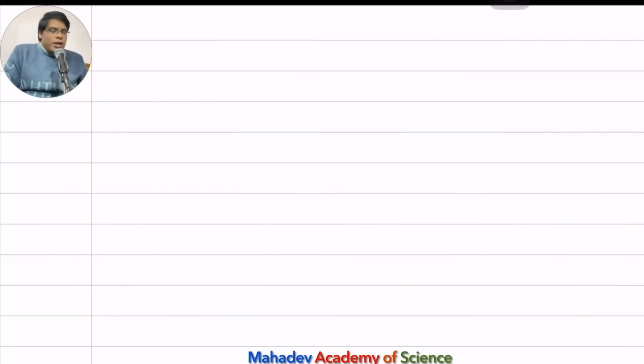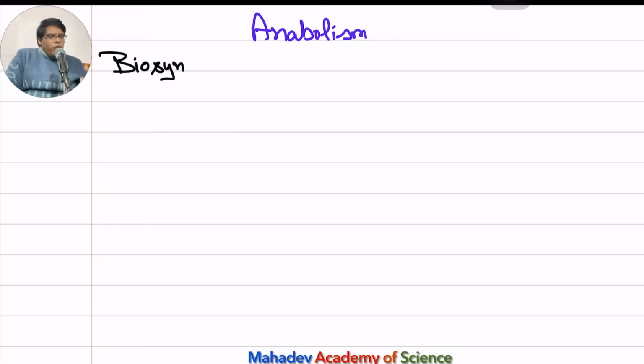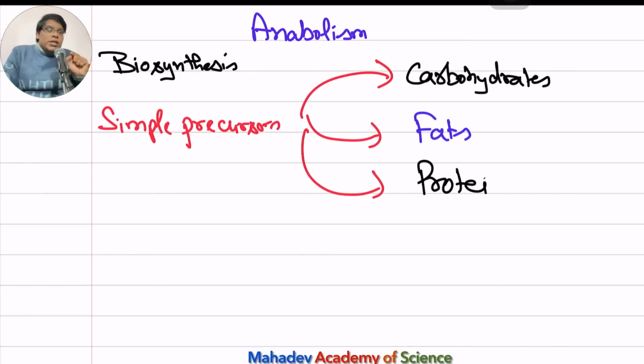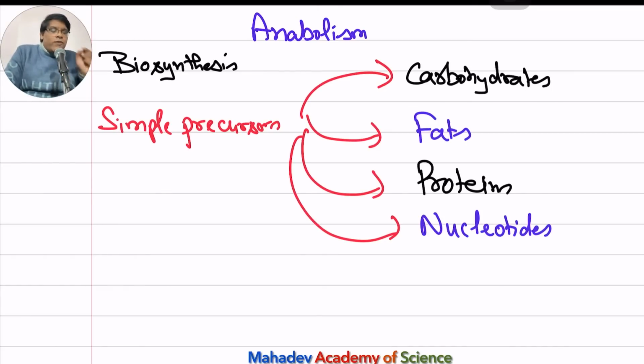Now here let us discuss anabolic pathways. In anabolic reactions, what you are going to see is the biosynthesis of biomolecules. So here, biosynthetic reactions. From simple precursors, you are going to see the synthesis of carbohydrates, fats, proteins, nucleotides within the cell.